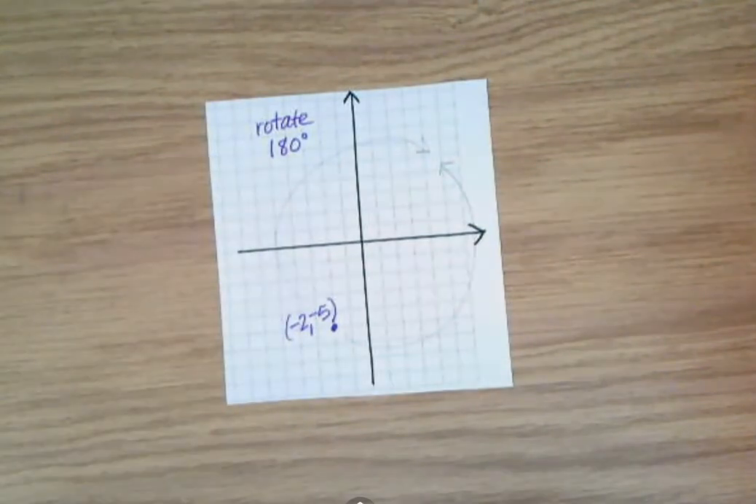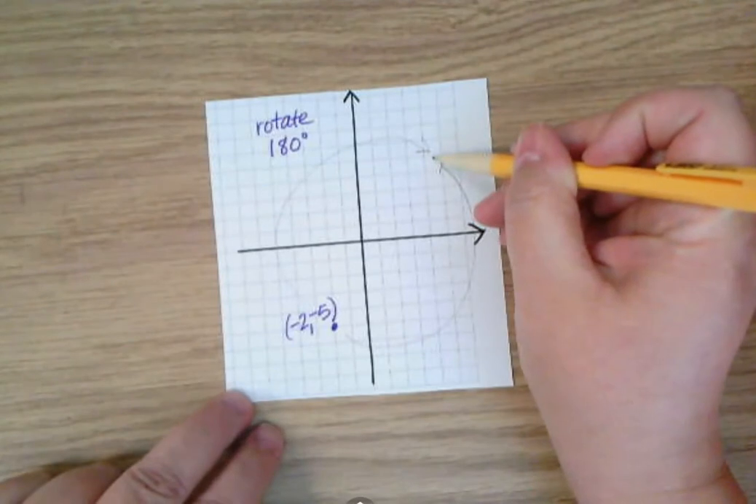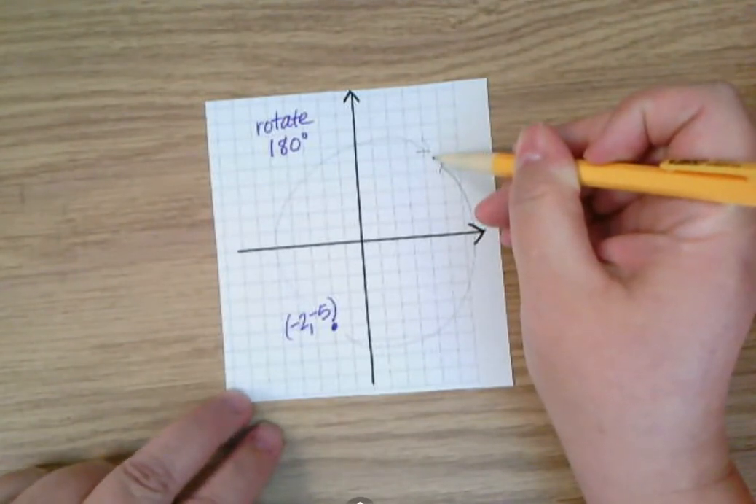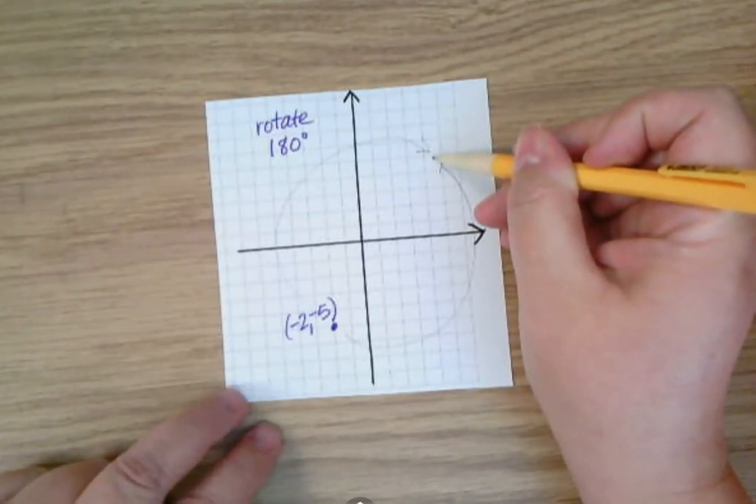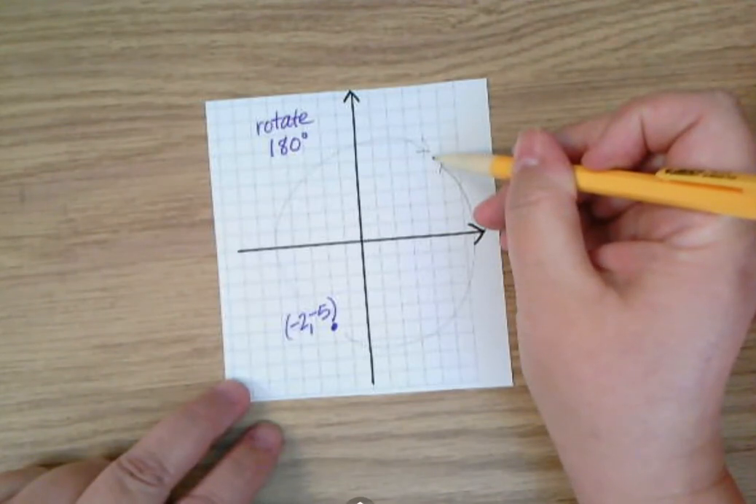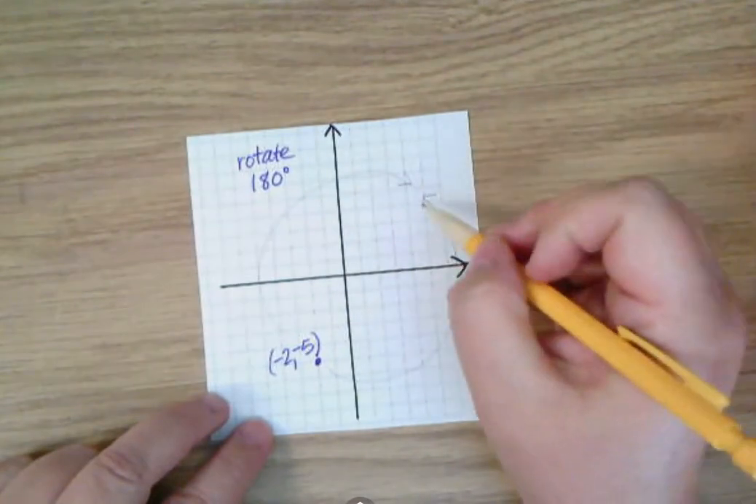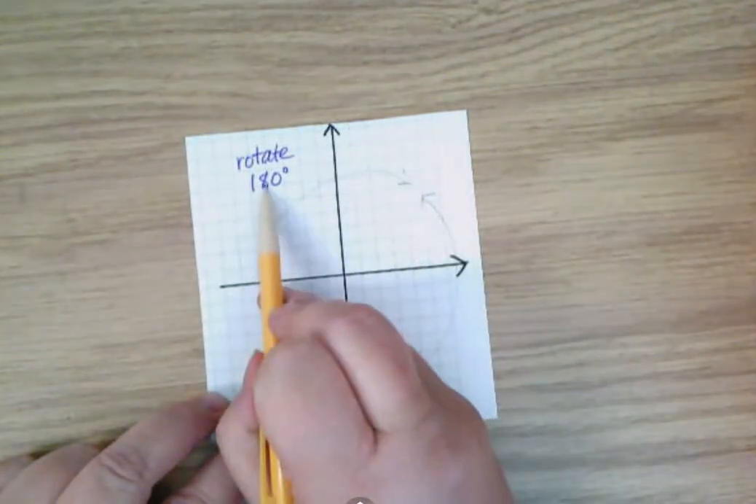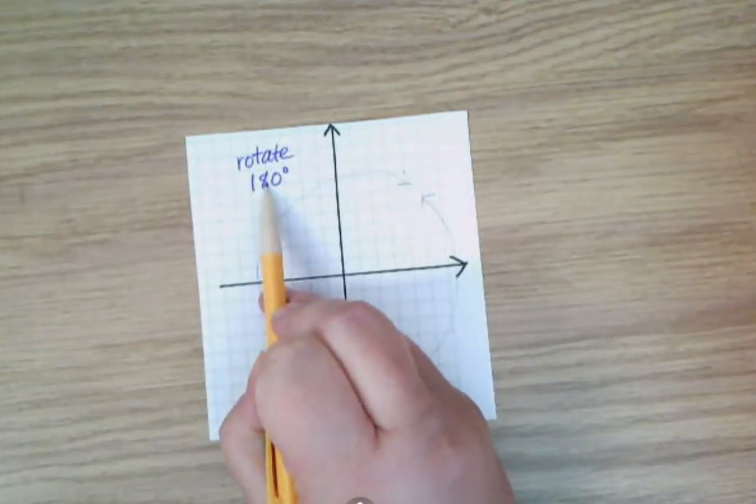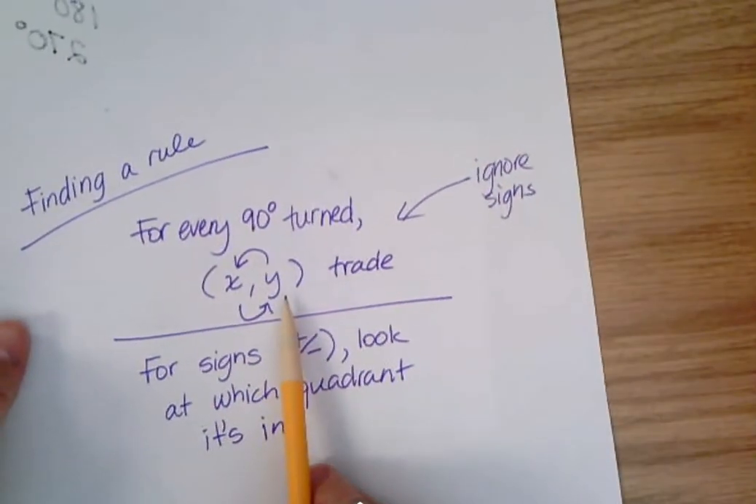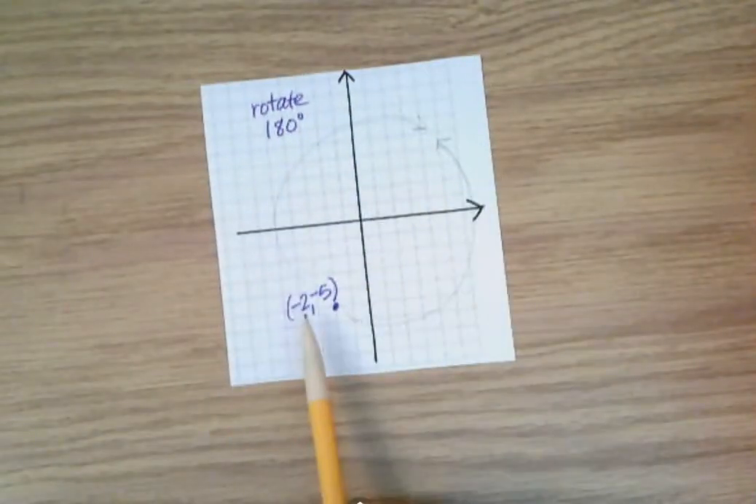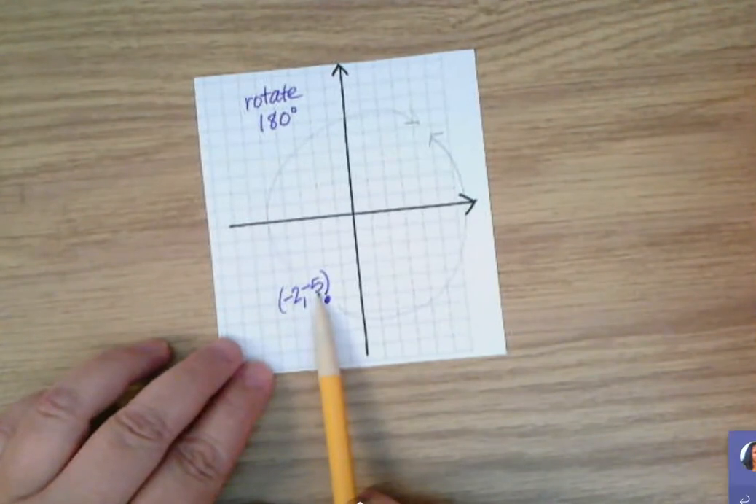180 degrees is halfway around a circle. If you go halfway around a circle, you're in the same spot. It doesn't matter which way you went to get there. So we don't ever say clockwise or counterclockwise with 180 because it doesn't matter. So before we worry about the final signs, rotating 180 tells me for every 90 degrees I turn, my X and Y are going to trade. So right now, the 2 is first, the 5 is second.